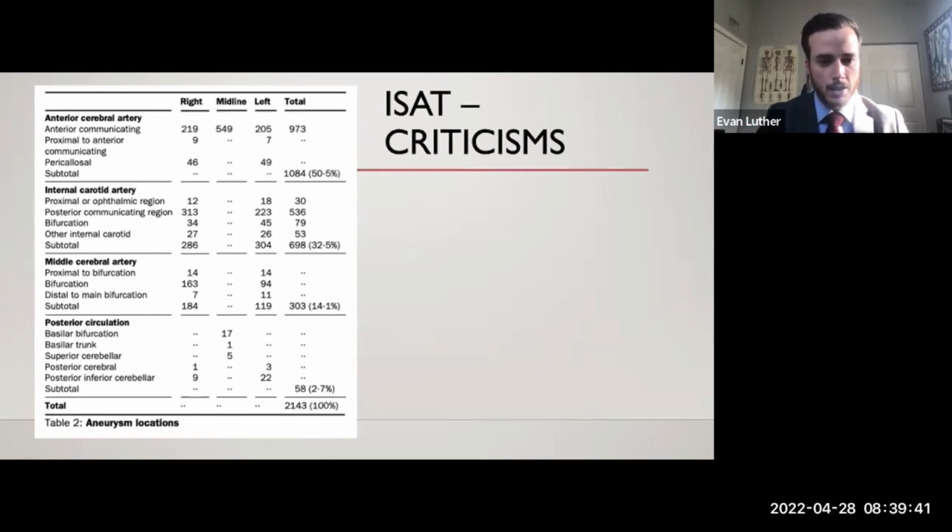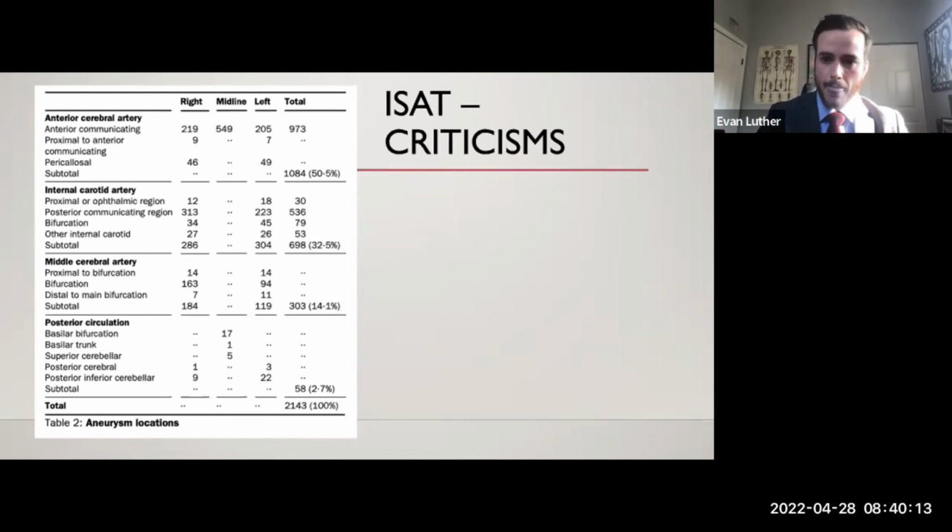So you can see here in this table that the majority, over 80% of the patients in the ISAT trial, had either anterior cerebral artery or internal carotid artery aneurysms, meaning they were basically ACOMs or internal carotid artery aneurysms. So the point is that, when you look at the results of the ISAT trial, you have to understand that it really was an evaluation of ACOM aneurysms and internal carotid artery aneurysms more so than MCA or basilar.